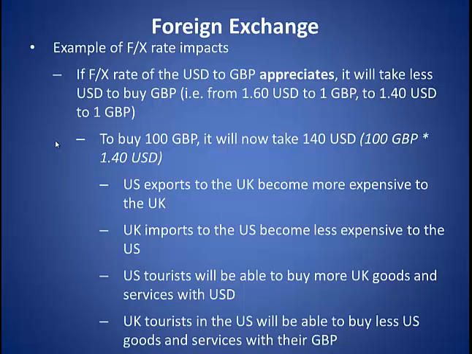Now, people get confused because they say, wait a minute, the dollar went from $1.60 to $1.40. And that's true, but that's good, because what it's saying is you used to have to spend $1.60 to buy a pound. Now you have to spend $1.40. So to buy those 100 pounds, it will now take 140 US dollars, which is 100 pounds times $1.40. Remember, it originally would have taken $160.